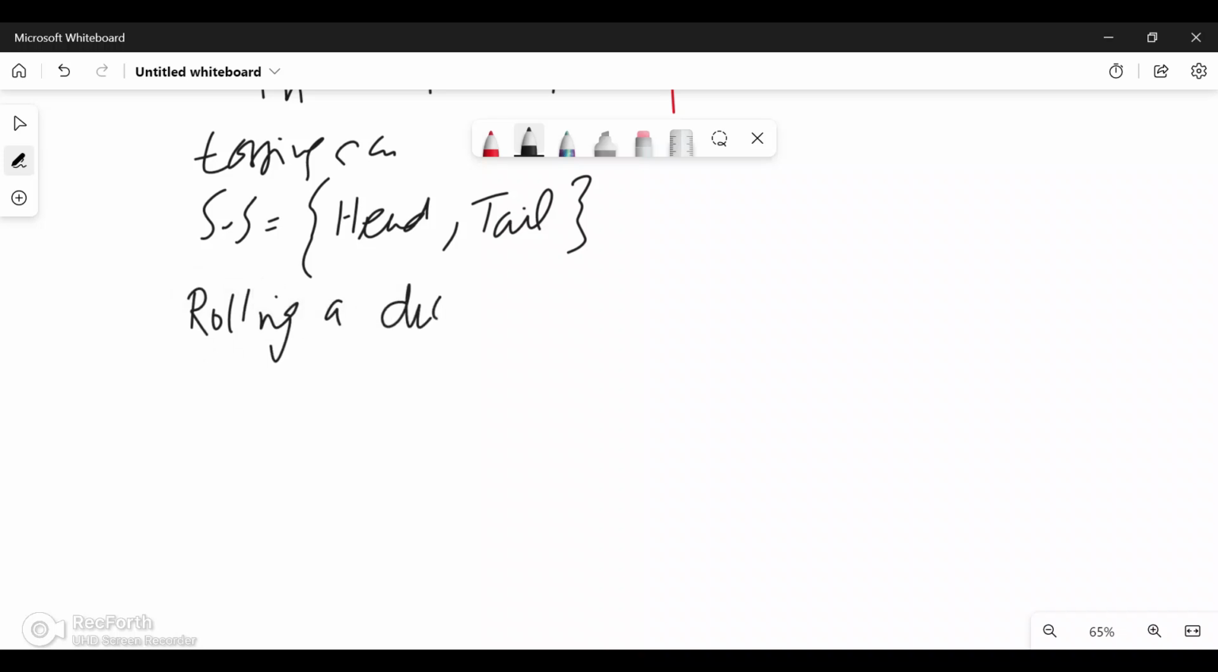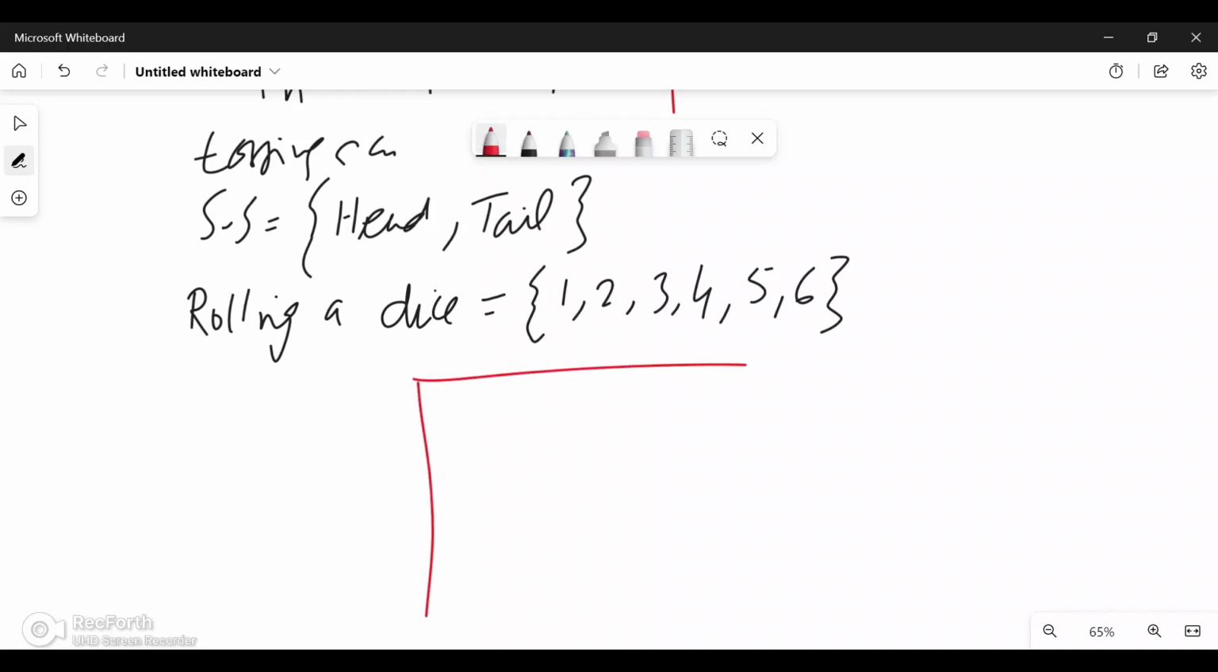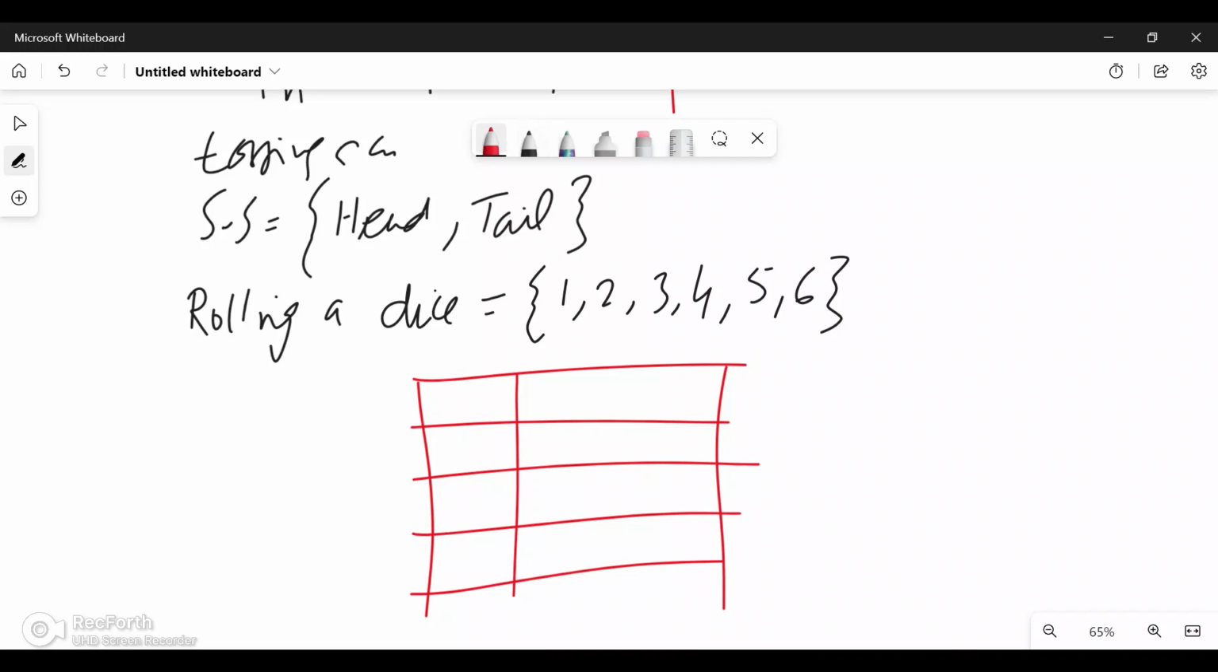And when you are rolling a dice, then here the sample space may be 1, 2, 3, 4, 5, and 6. Let me give you a question like this. This is the table, for example. In this table, this is the number, and here is the frequency. Frequency means repetition, how many times it is being repeated.